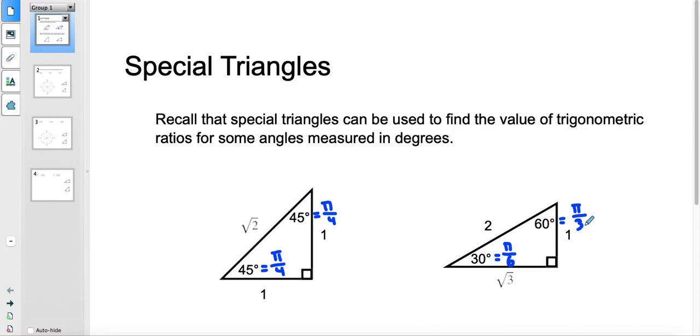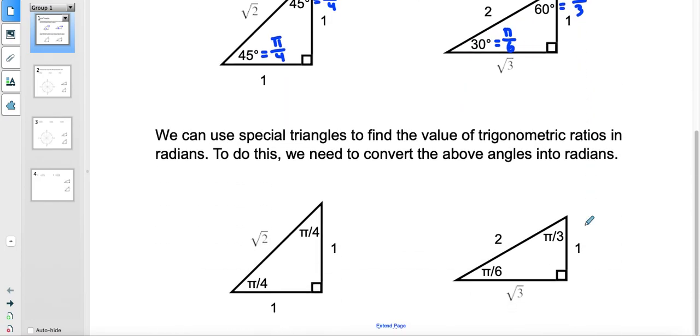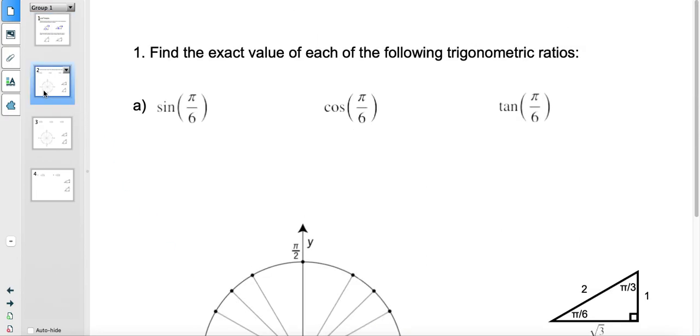And there we have it. Now we have our special triangles in terms of radians. And here they are, just with the angles in radians by themselves. Now, we're going to use those special triangles to help us find the exact value of some trigonometric ratios.